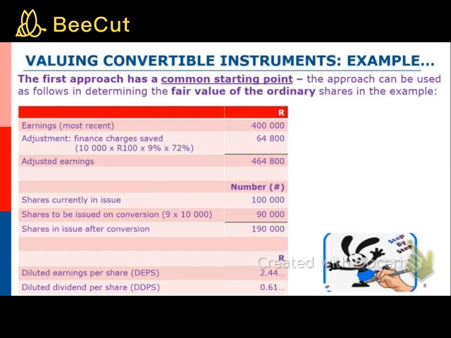And so you will remember from the information, we had 100,000 ordinary shares in issue. We need to issue 9 ordinary shares per debenture. There are 10,000 of them, so an additional 90,000 shares will be issued, and that results in 190,000 shares being in issue. That divided into the adjusted earnings gives me a diluted earnings per share of 2.44 Rand rounded, and a diluted DPS of 61 cents rounded off.